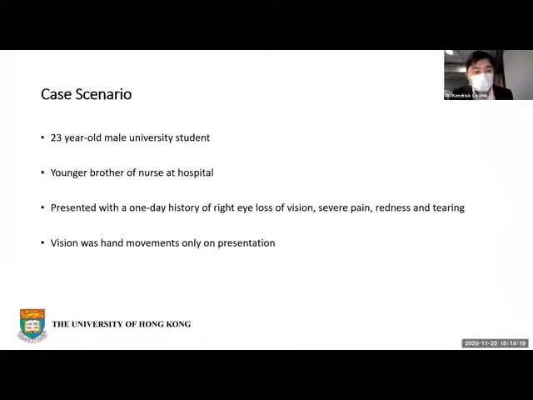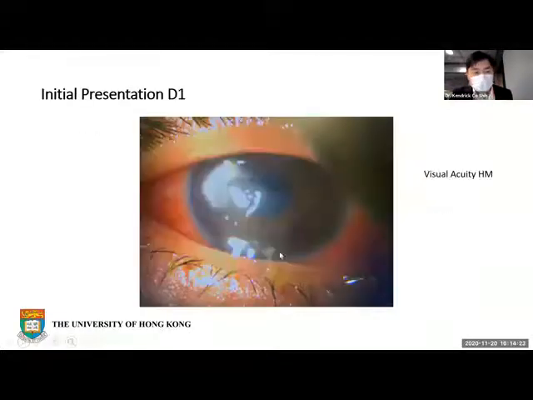And the vision was hand movements only on presentation. So this is what it looked like when I saw the patient. Visual acuity was hand movements. You can see a very large, dense infiltrate in the, this was the temporal cornea. And aside from that large, dense infiltrate, you can see that the rest of the infratemporal half of the cornea is a large epithelial defect with some patchy infiltrates in that area.